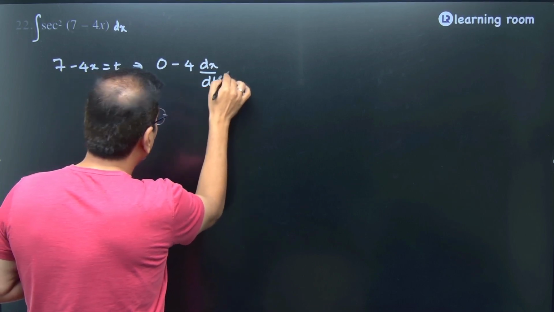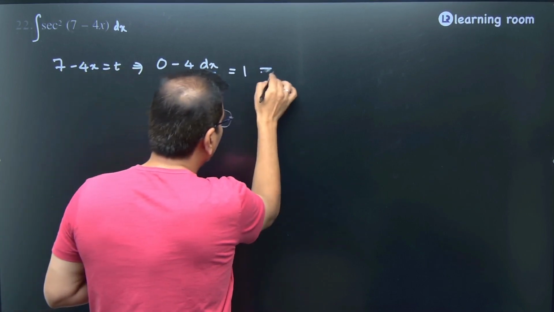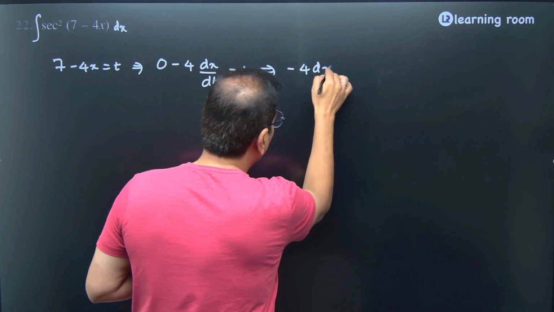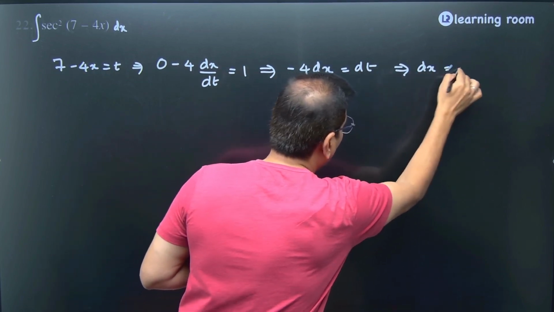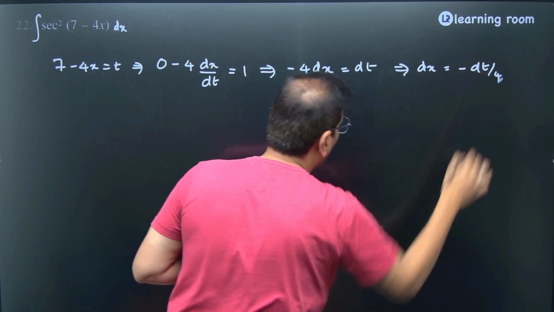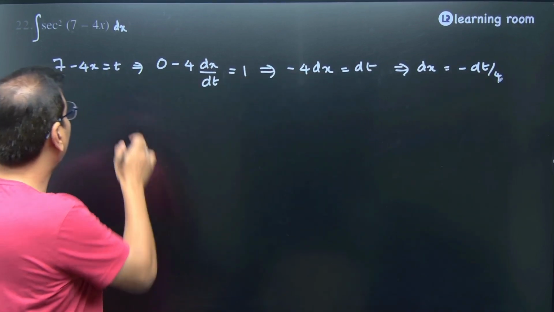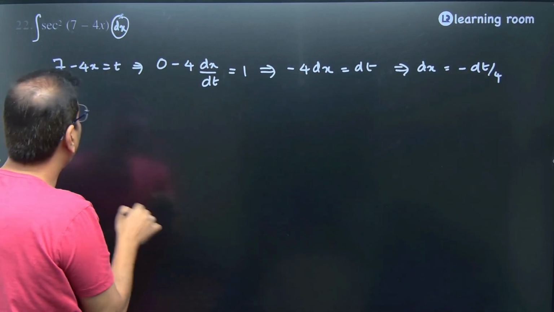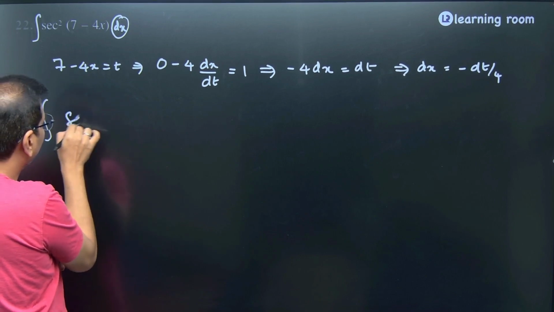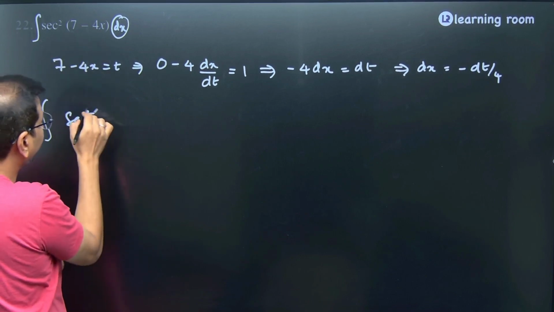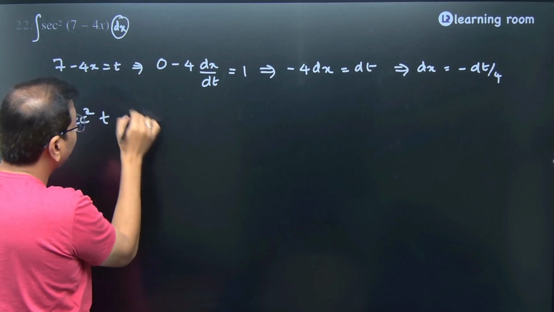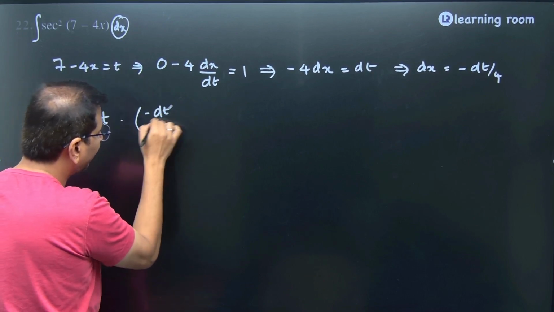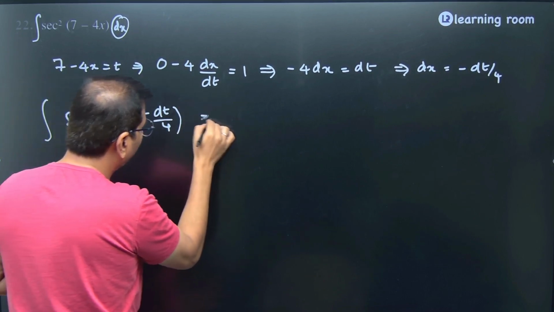dx by dt is equal to 1. So this implies minus 4 times dx is equal to dt, or dx is equal to minus dt divided by 4. So dx can be replaced with minus dt by 4. Integral of secant square of 7 minus 4x can be written as secant square t, and dx is written as minus dt divided by 4. So what will we have?